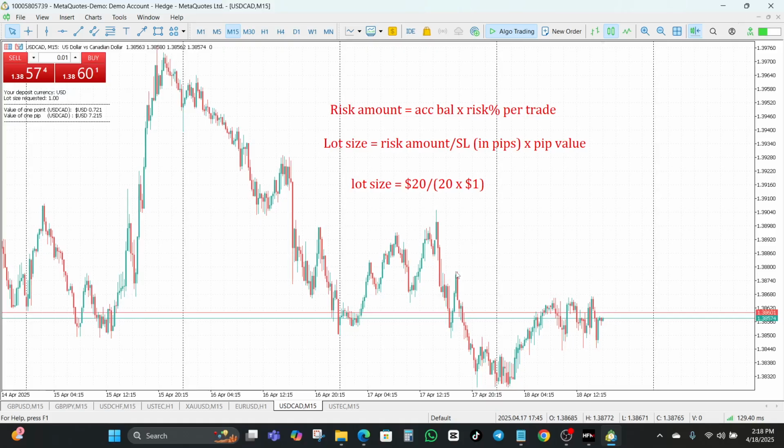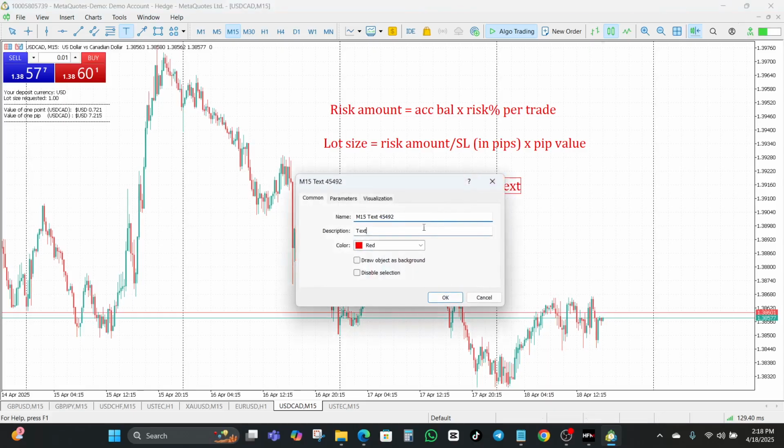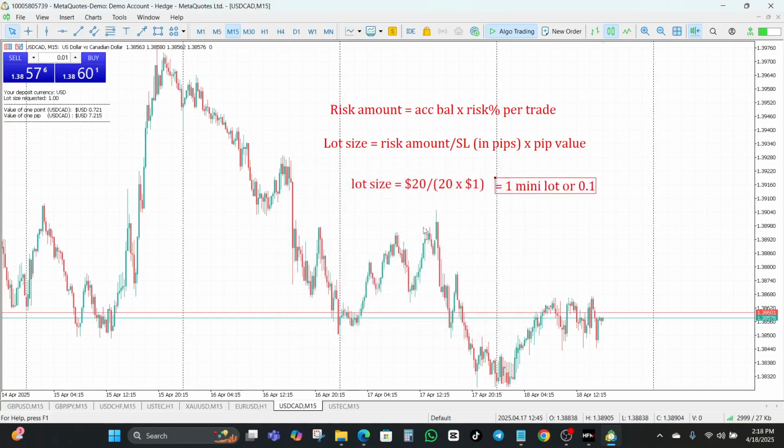Okay? So now when we do this calculation, this is going to give us 1 mini lot, or 0.1. Because once you have done the calculation, 20 times 1 is 20, 20 divided by 20 is 1. So this is 1 mini lot or 0.1. So this way, even if the trade hits your stop loss, you only lose what you planned to. No surprises.